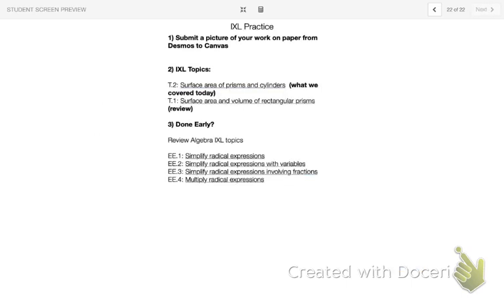Then you are going to submit a picture of your work from Desmos to Canvas. And then you're going to work on 2 IXL topics. The first is T.2, surface area of prisms and cylinders, and T.1, which is the surface area and volume of rectangular prisms. So this is review, but I'm not sure how much you guys have done with this in the past. This is a 7th grade, it's geometry IXL, but it's a 7th grade standard. If you finish early, you will have these algebra topics.